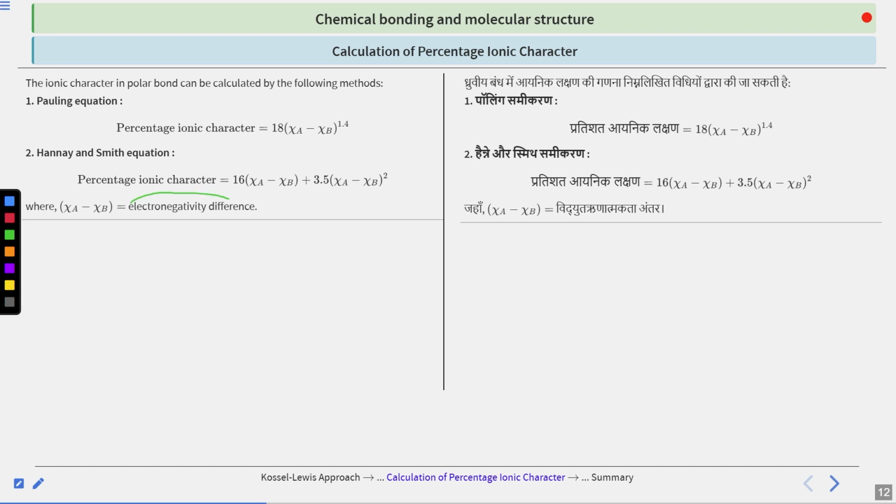So this is the electronegativity difference. So chi A is greater than chi B again. Remember this.